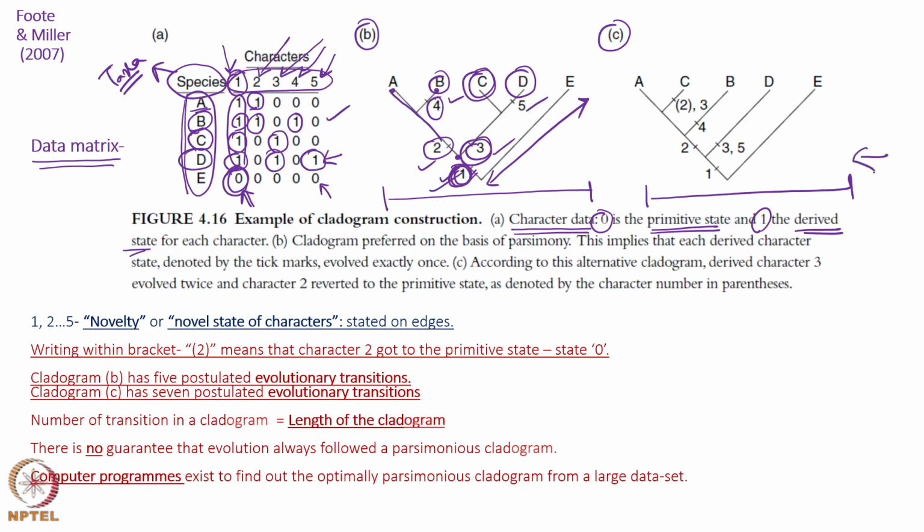Let us look at the second possibility. Here, since E has got no character, character 1 starts from here. Now, what happened in species D?